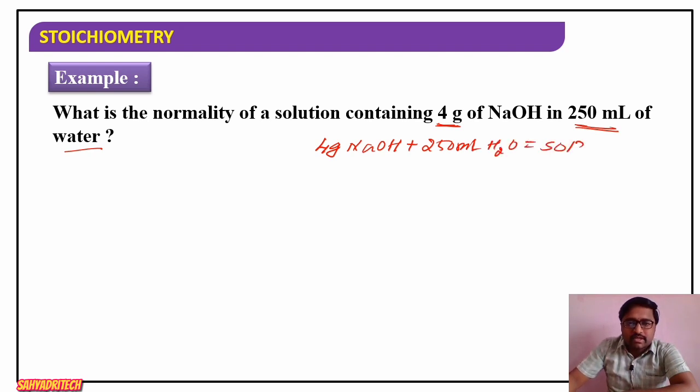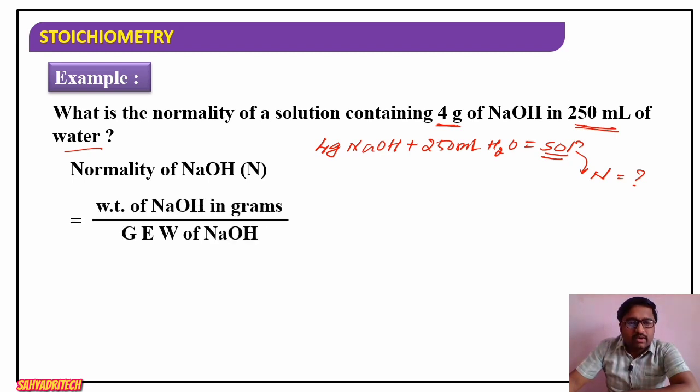The resultant will be a solution. They prepared a solution and are asking the normality of this resultant solution, the normality of the sodium hydroxide solution. The formula we know: normality is equal to weight divided by gram equivalent weight, into 1000 divided by V ml. Remember, while calculating normality we have to take gram equivalent weight. What is V ml here? Volume of the solution in milliliters, right?